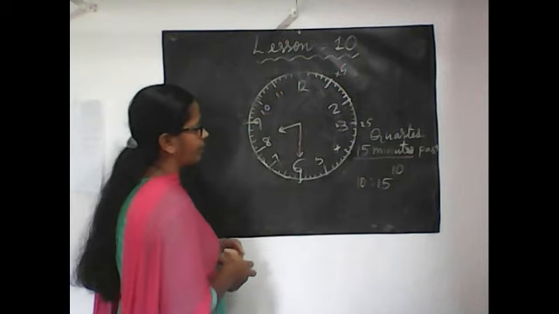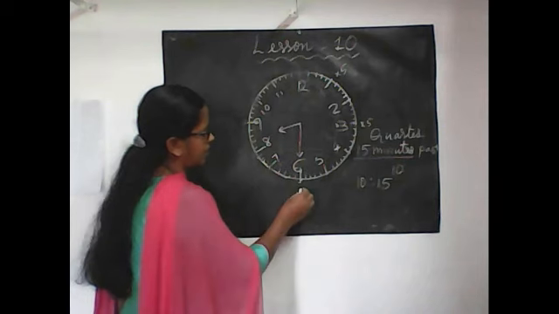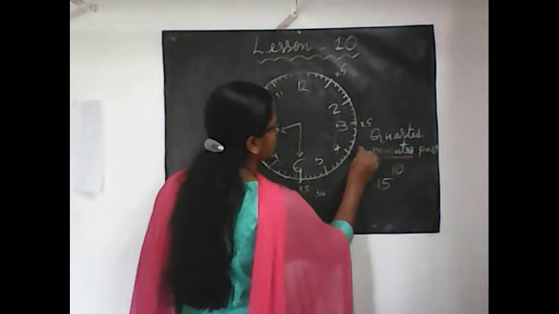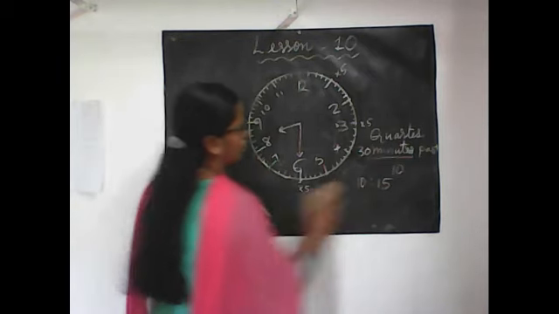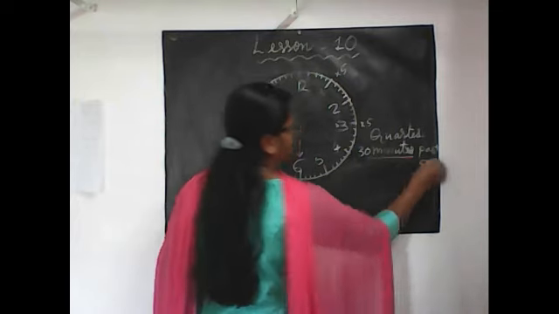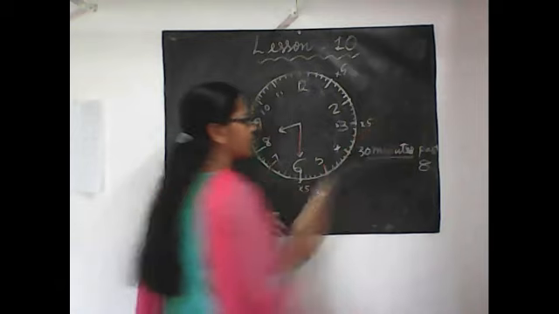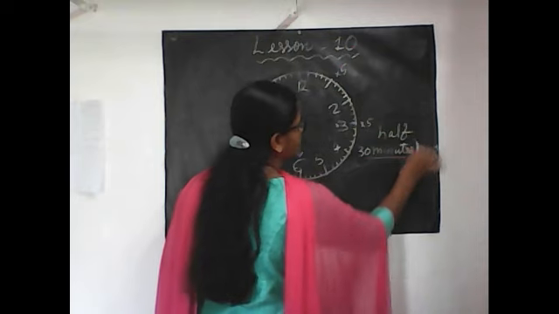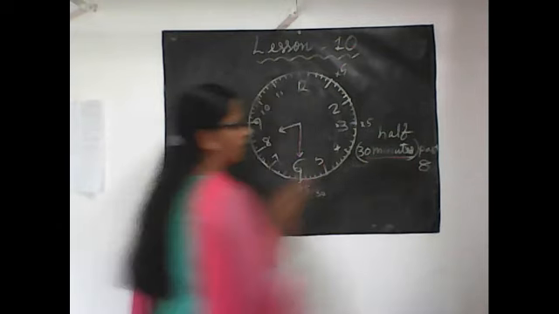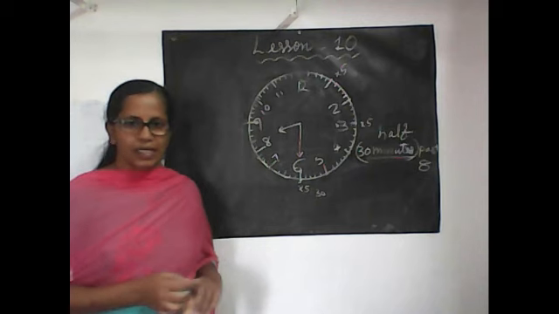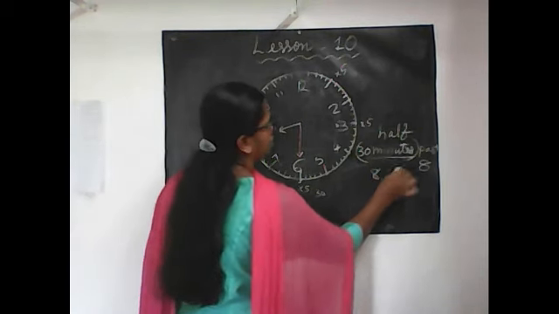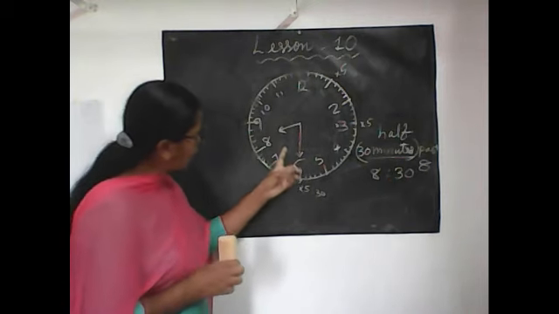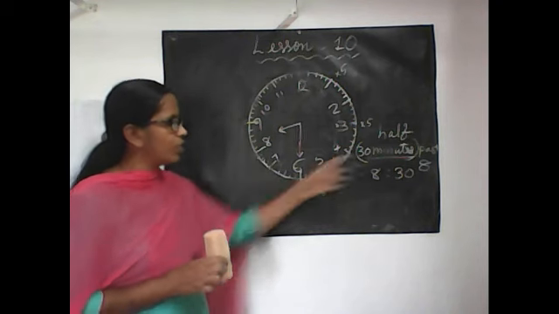What's the time then? Look at the minute hand. That is 6. 6 into 5 is 30. So this time is 30 minutes past, and the hour is 8. So we say that 30 minutes past 8. Okay. When it is 30 minutes, we say it is half. We say half past. Instead of 30 minutes, we can say half past 8. Half past 8. Or we can write that as 8:30.